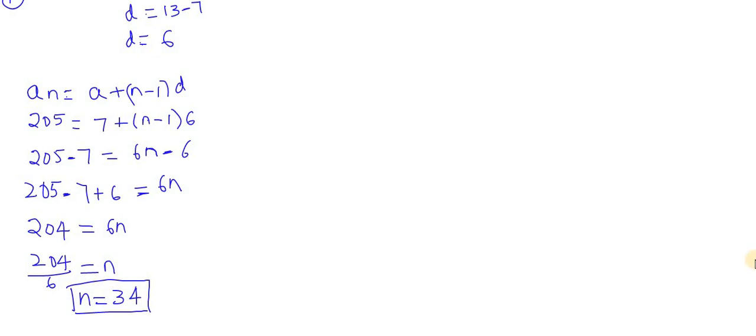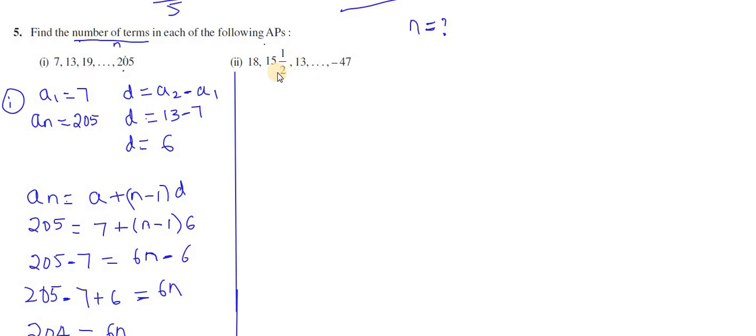Okay, so now next problem. Okay, now next, here they gave a1. So the a value is equal to 18, and you need to find d, and also they have given here an is equal to minus 47, and d we need to find.